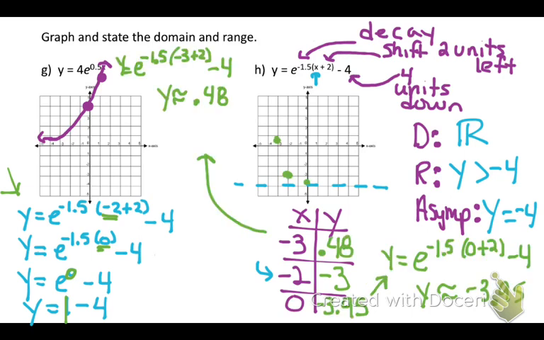So I continue to sub in my -3 up here. I just put it into my calculator, and I got y is approximately equal to 0.48, and then I plotted that, went to the left 3 and up about 0.5, and then here is my -2, -3. And finally when I put in my 0, I got approximately -3.95, and then we'll just connect those points. And remember, it's approaching the asymptote. And that's this lesson.